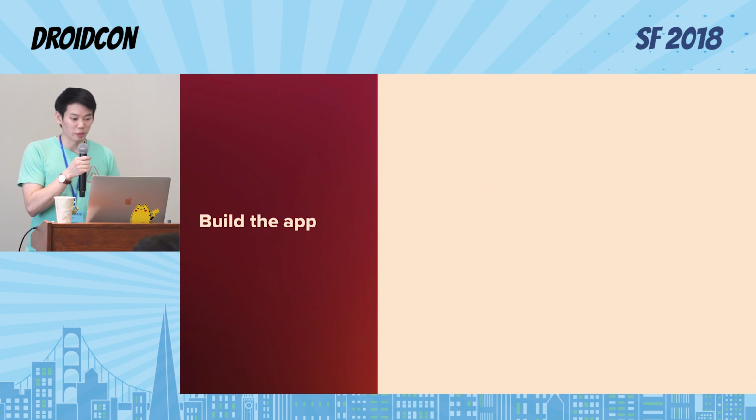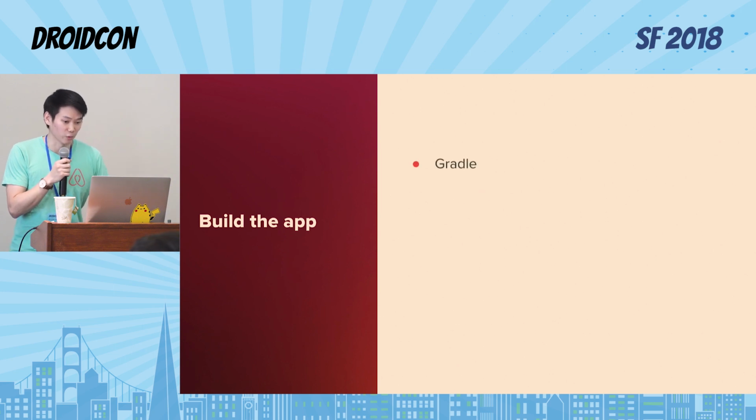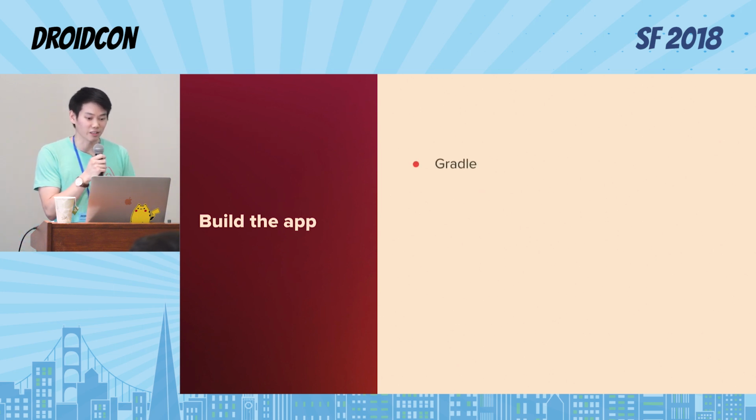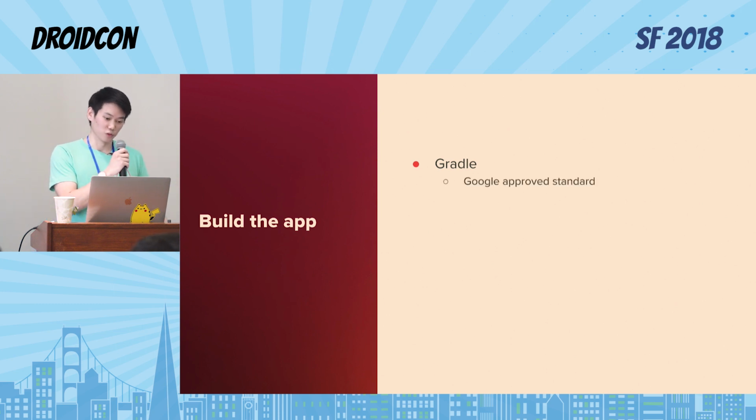Cool. So to build the app, we actually build the app in 3 different ways, maybe 2.5, depending on how you count it. But the first way is Gradle. So we use Gradle because it's the Google-approved method.